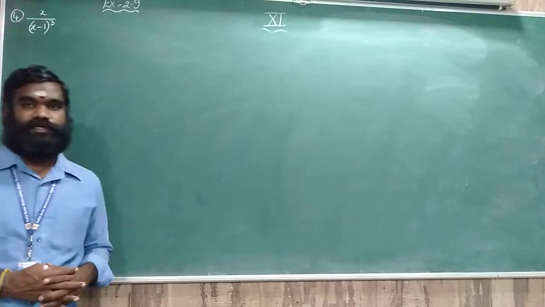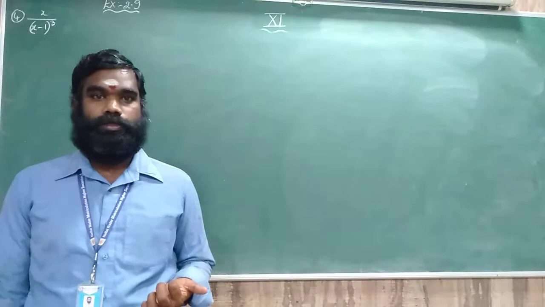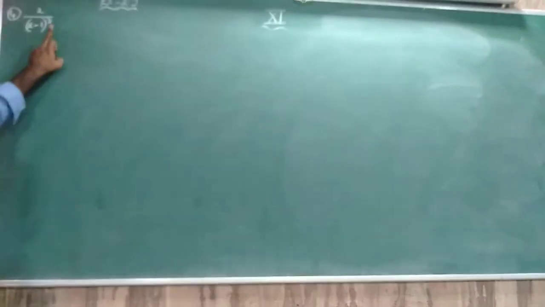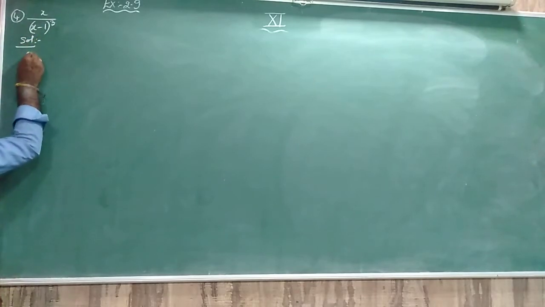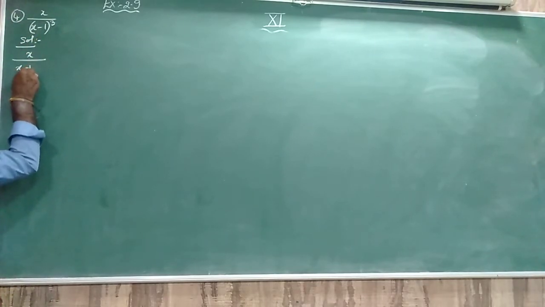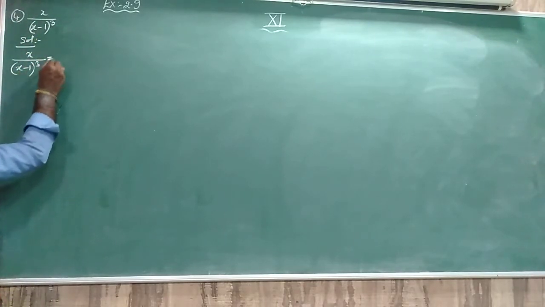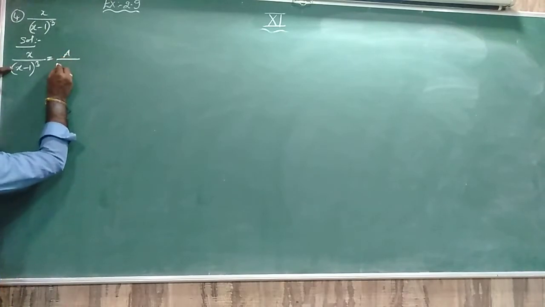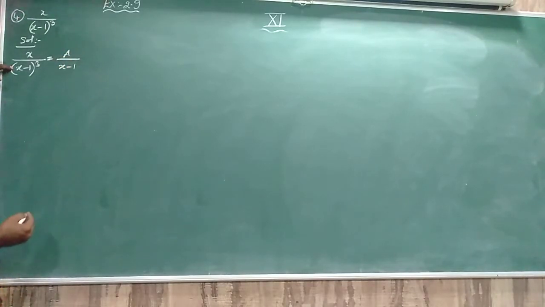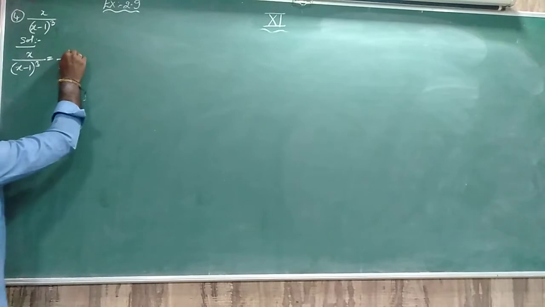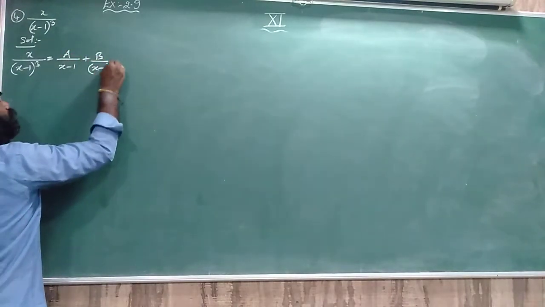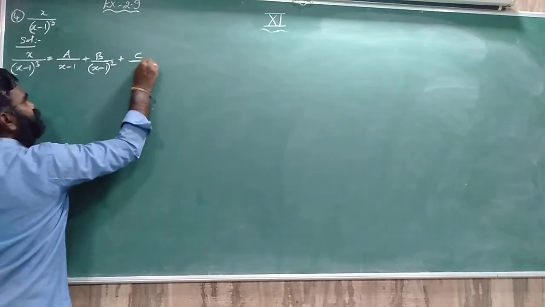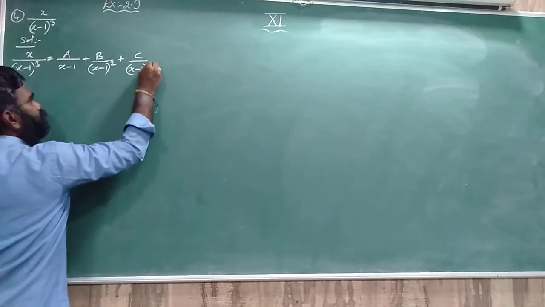4 to some x divided by x minus 1 the whole cube. This is another format we need to do. Solution. x divided by x minus 1 the whole cube we can write as A divided by x minus 1, we need to increase the power 1 by 1, plus B divided by x minus 1 the whole square plus C divided by x minus 1 the whole cube.